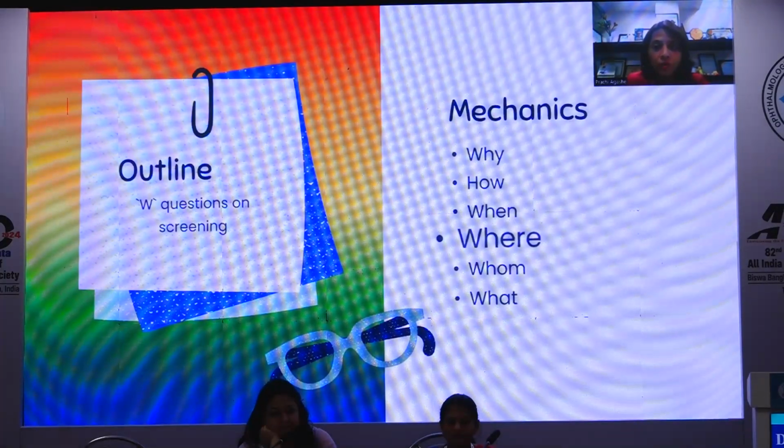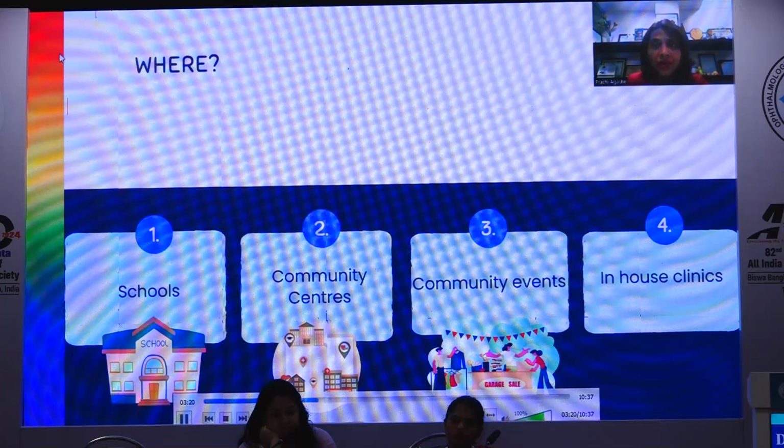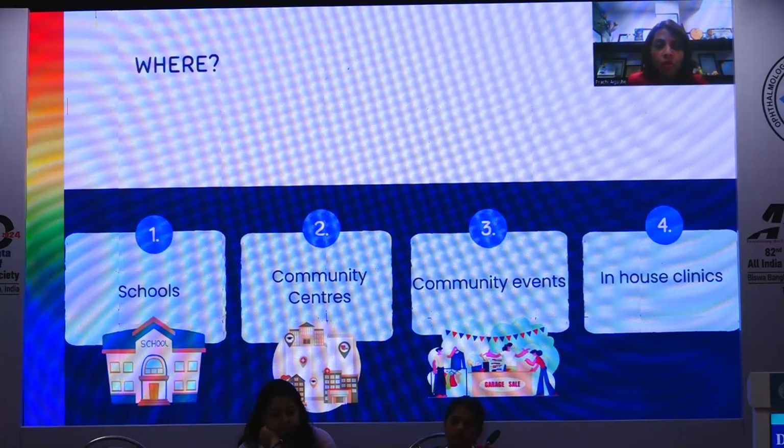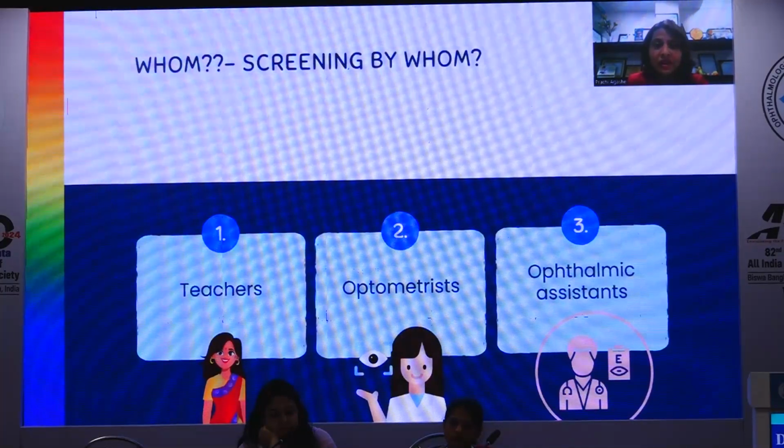So where do we really go and conduct these camps? So the centers that are to be tapped are the schools, the community centers, at community events, and sometimes in-house clinics. Now this has a dual advantage. First, we can identify the kids who have a problem and help in their referral and treatment. Second, this can also act as a small marketing tool for the center and the services that are provided by the doctor, and create a better name in the community and in the neighborhood. So whom is the screening done by?